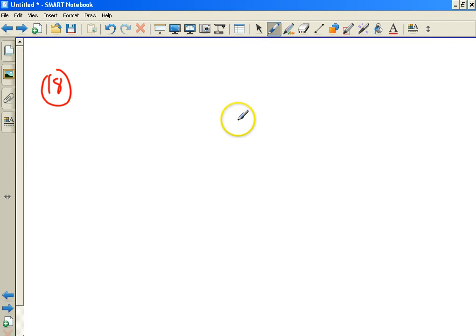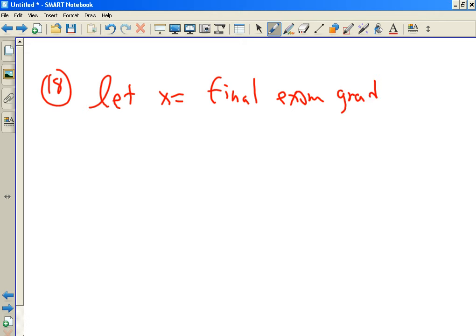Now this isn't geometry, so I'm not going to draw a diagram. I'm just going to say let X equal the final exam grade. And that's what we got to figure out. That's all we got to figure out. All right, now can you write an equation that says the average of this final and all those grades, 86 and 80 and 84 and 90, is an 80 if your final is X?